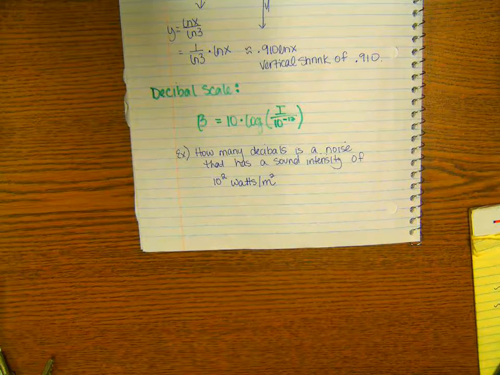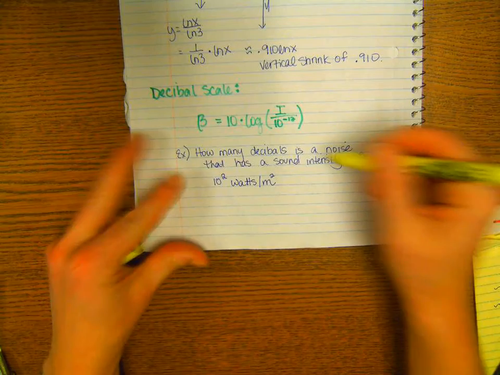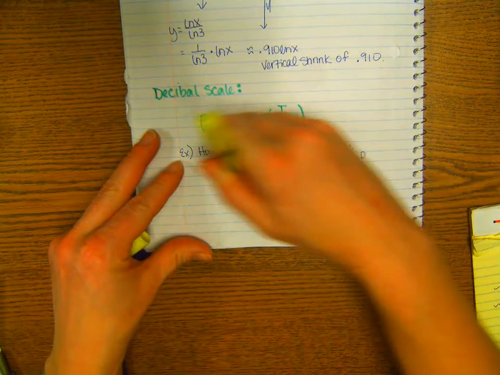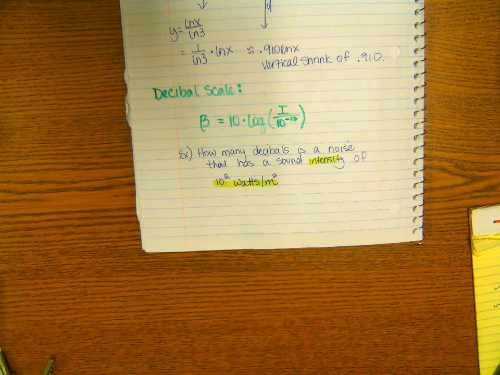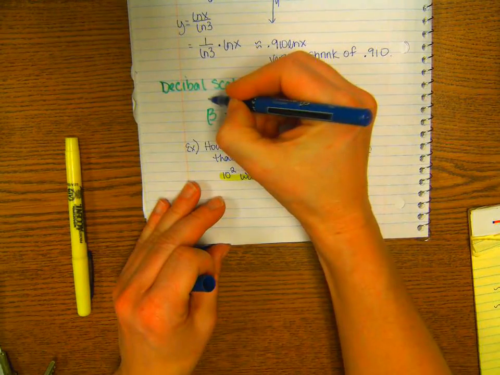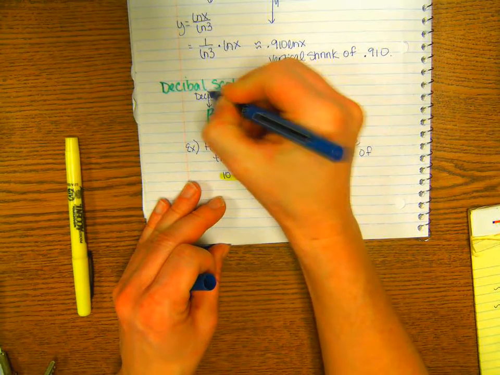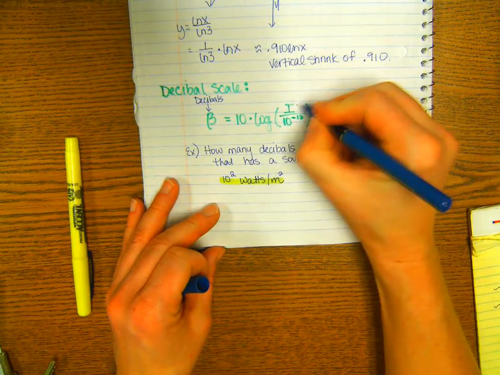Plug it in. So if I give you the intensity, we're going to plug that in for I. And B, if you want to know, this unknown is the decibel. And this unknown is the sound intensity.